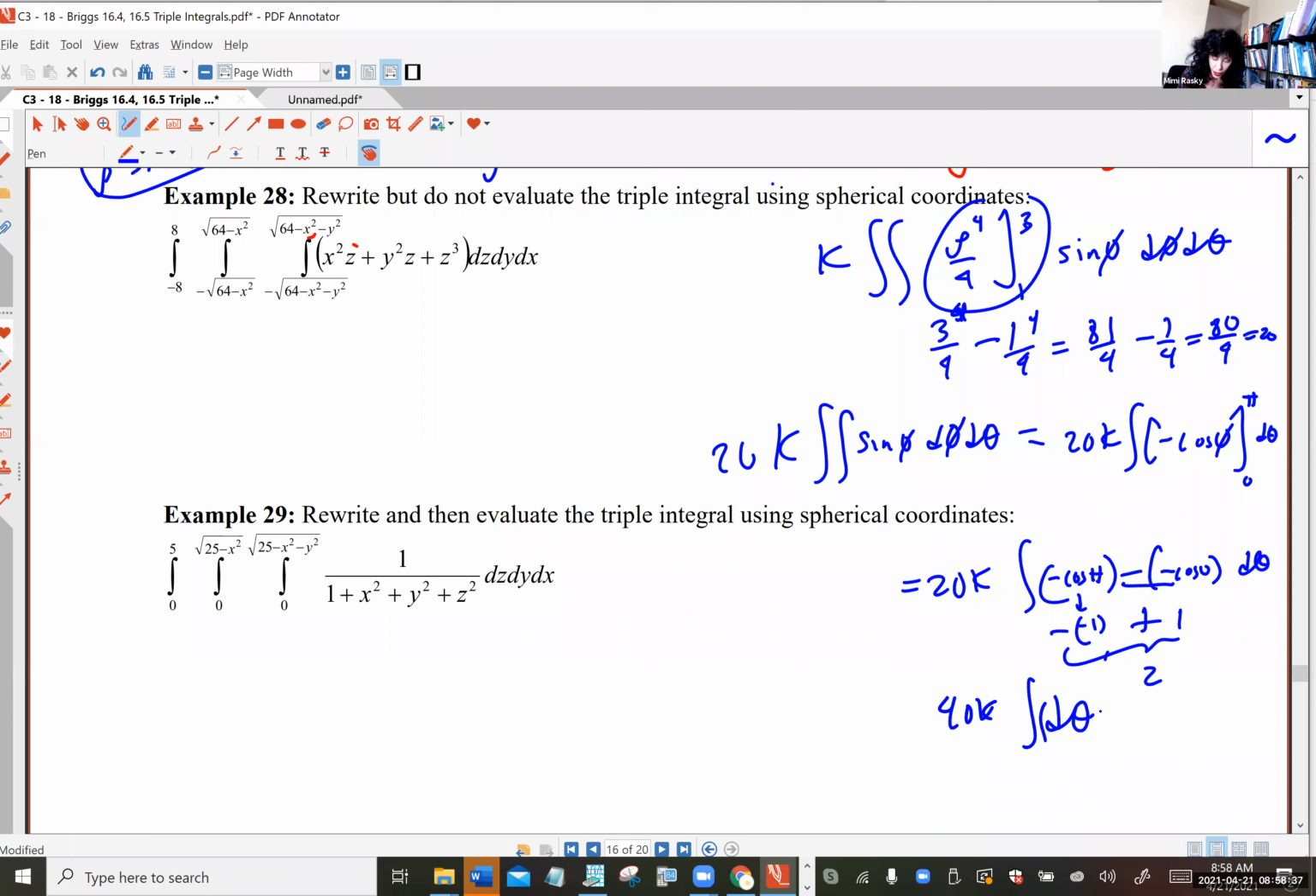And now you're just integrating 1 with respect to theta, and that's just going to be theta. Theta goes from 0 to 2 pi. Boom, boom, boom, boom. 80 pi k is your mass. We're done with that problem.